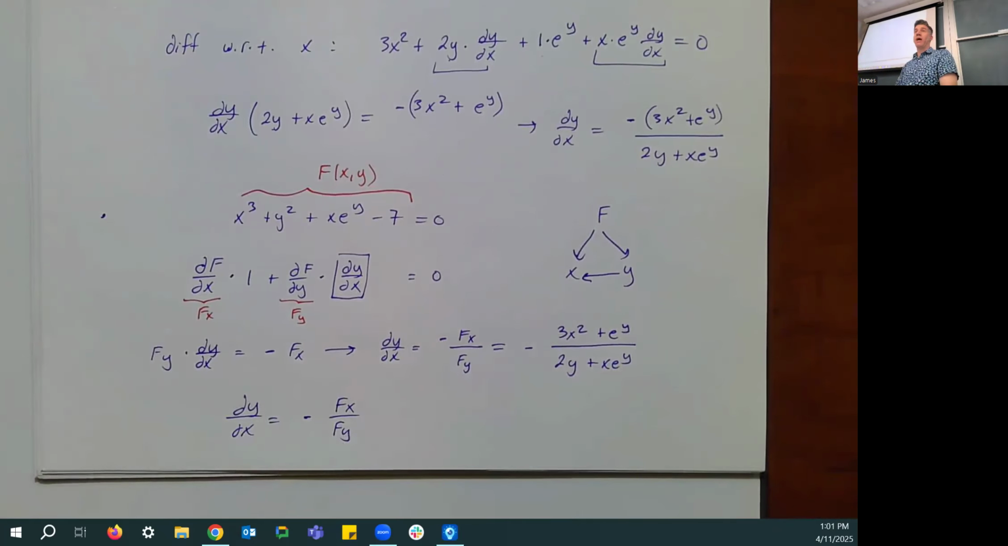And it works basically whatever variables you're using. So if there are more variables involved, like if you want to find del z del x, it would be negative fx over fz, and so on and so on. We'll talk more about this on Monday, but I wanted to show you one quick example. And this formula is definitely in the textbook. We don't use it a whole lot, but it is kind of an interesting application of the chain rule.